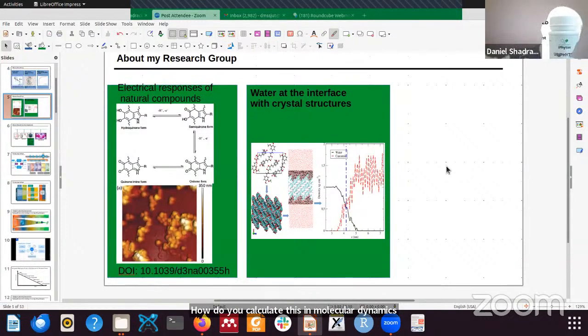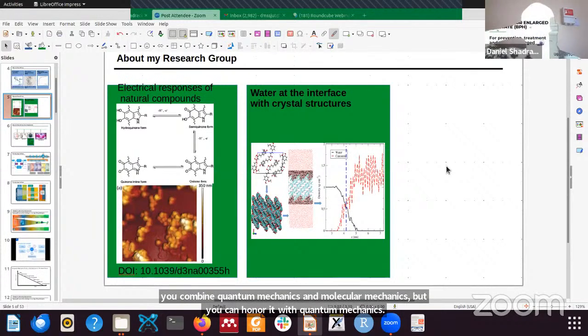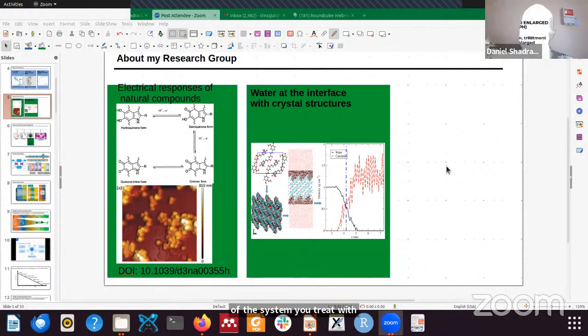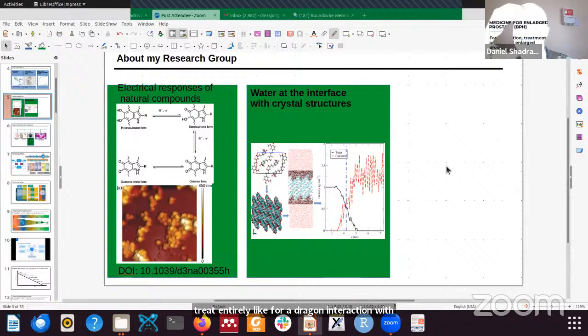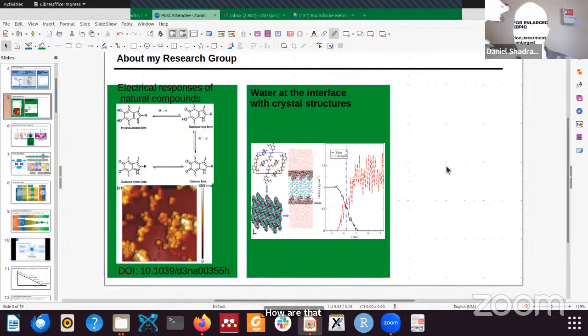Okay, thanks. If you want to calculate this in molecular dynamics, this is a technique we call QM/MM. You combine quantum mechanics and molecular mechanics, but with quantum mechanics you only focus on the region of interest, and the rest of the system you treat with molecular mechanics. You don't treat a drug interaction entirely with quantum mechanics. That is not feasible at the moment. But for small molecules and solvation, yes, we can do it with quantum mechanics.